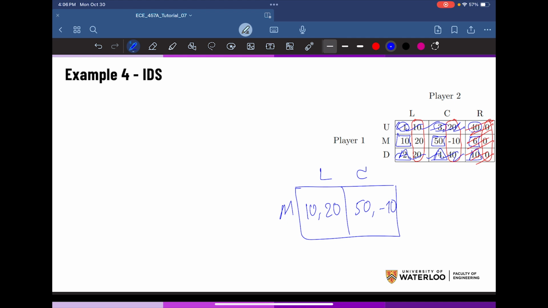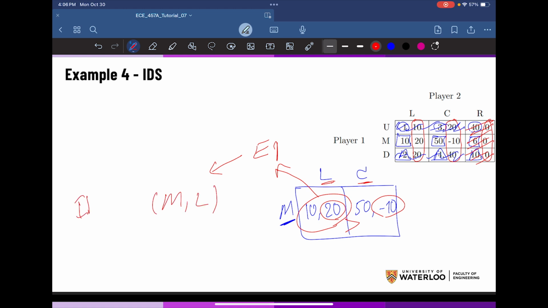So we have only one action for M. We need to consider actions for L and C, which means comparing this value with this value. Well, obviously 20 is greater than negative 10, so this one is the equilibrium, meaning that ML is the IDS equilibrium.